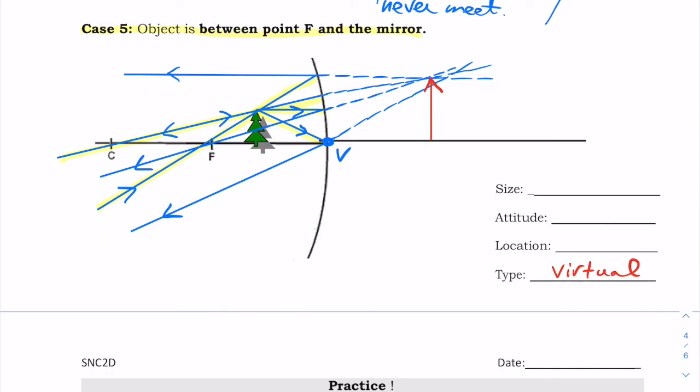This image has the following properties. Number 1, it's larger. Secondly, it's upright. As for the location, it's behind the mirror. And like I said, it's virtual. So just to summarize, cases 1, 2, and 3 formed real images. Case 4, we formed no image at all. In case 5, we formed a virtual image.